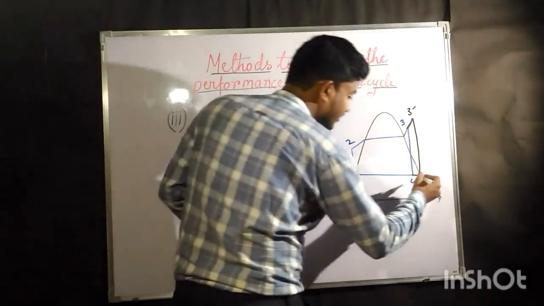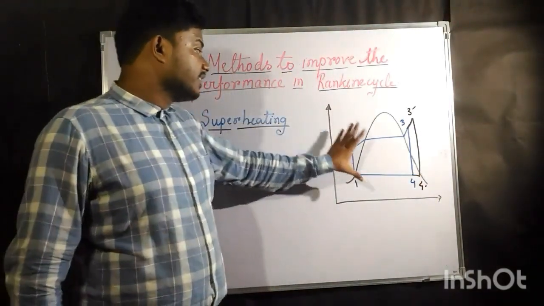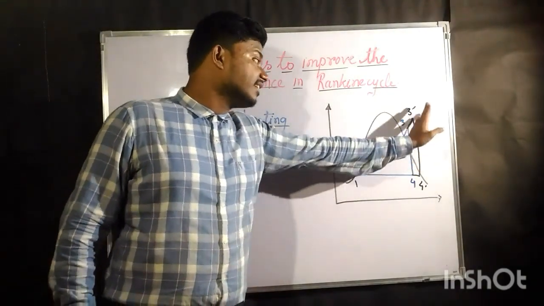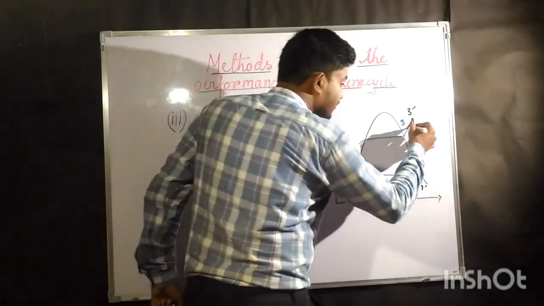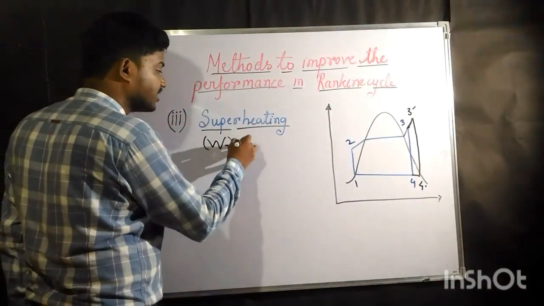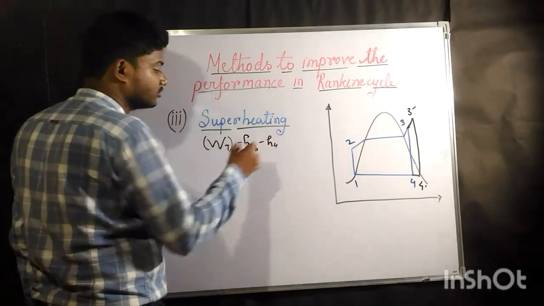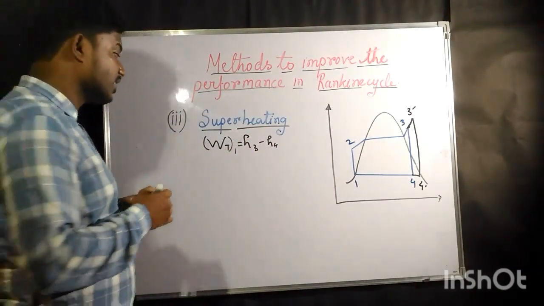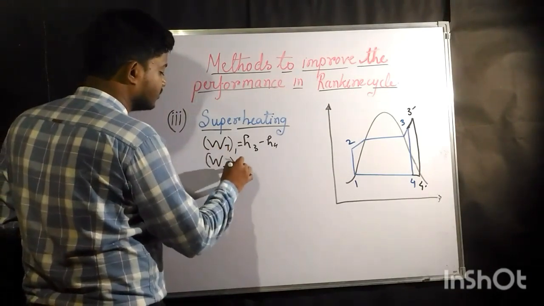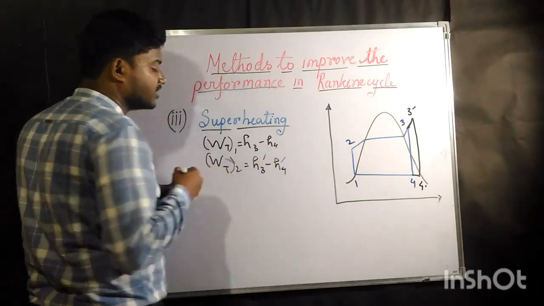So let us say that this is at 4 dash. So that means what? By superheating, what are we doing? We are increasing the turbine work. Previously, the work done by turbine for the first case was the difference between H3 and H4. Now for the second case, the work done by turbine is nothing but H3 dash minus H4 dash.